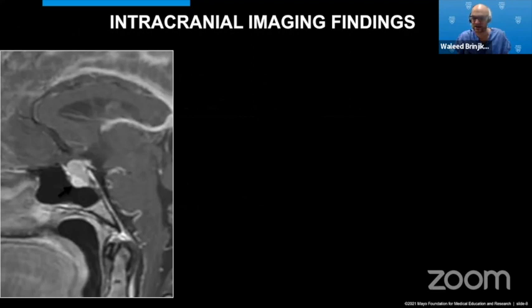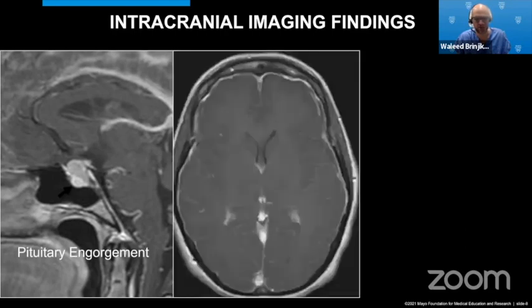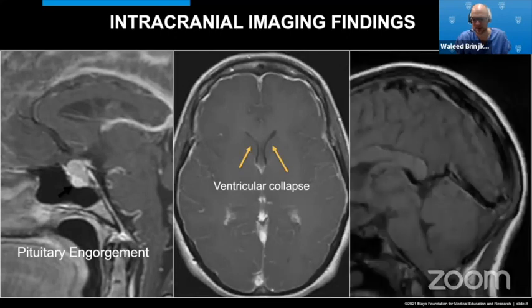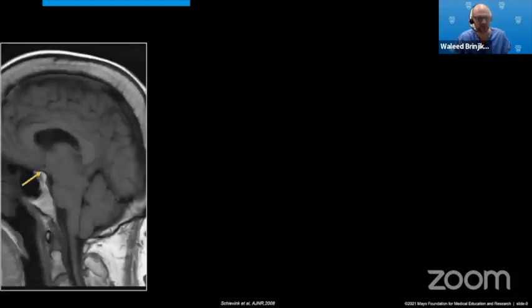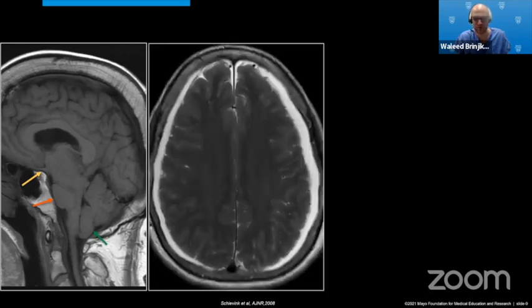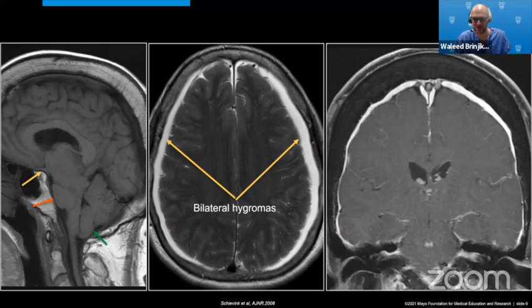So intracranial imaging findings, many of us are well aware of these: engorgement of the pituitary gland and inner cavernous sinus, ventricular collapse in some more extreme cases, dural venous sinus engorgement, effacement of the suprasellar cistern, the prepontine cistern, decreased mamillopontine distance, cerebellar tonsillar ectopia, bilateral subdural effusions or subdural hematomas, and then a dense pachymeningeal enhancement. So these are the typical imaging findings. These are seen in 90% of spontaneous intracranial hypotension patients.